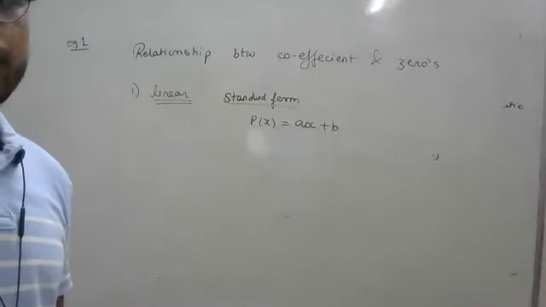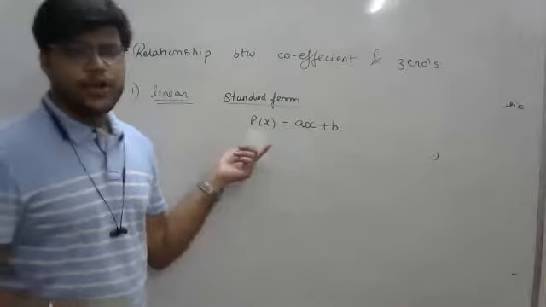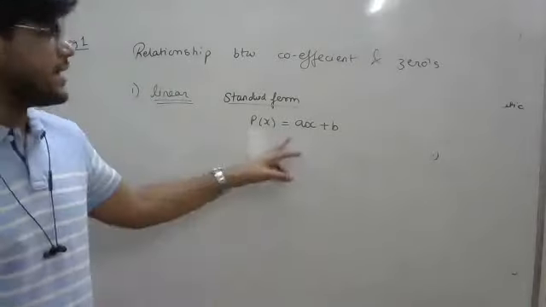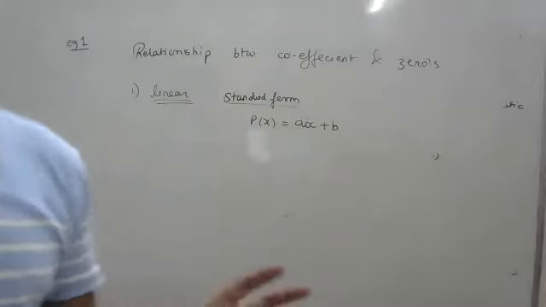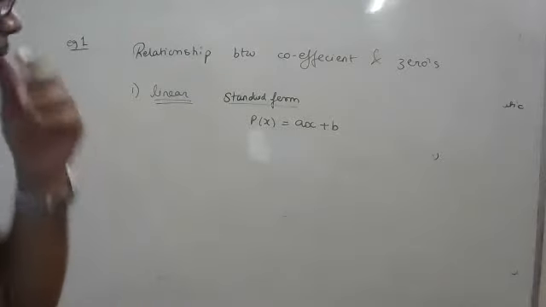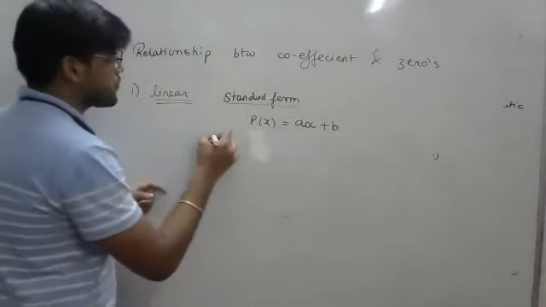P of x equals ax plus b. Your polynomial, the standard form of it, a and b can be any numbers, you can use any number for a and b, but the standard form is ax plus b. Now just consider we have to find zeros.